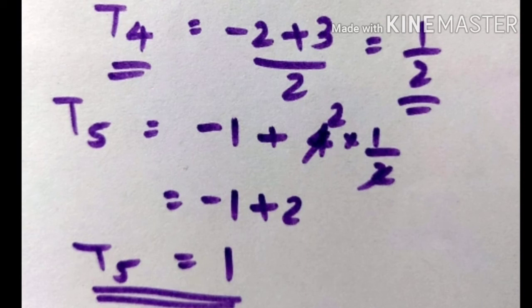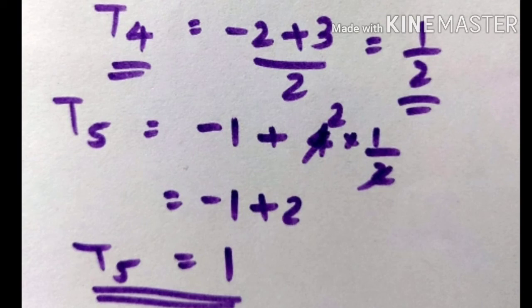Now fifth term T5 is equal to a. A is minus 1 plus 5 minus 1 is 4 into d. D means 1 by 2. So by cancellation, 2 twos are 4. So I get minus 1 plus 2. 2 minus 1 is 1. So the fifth term is 1.